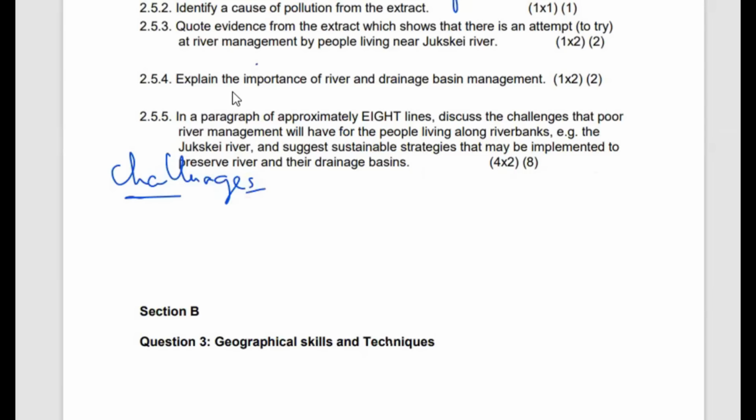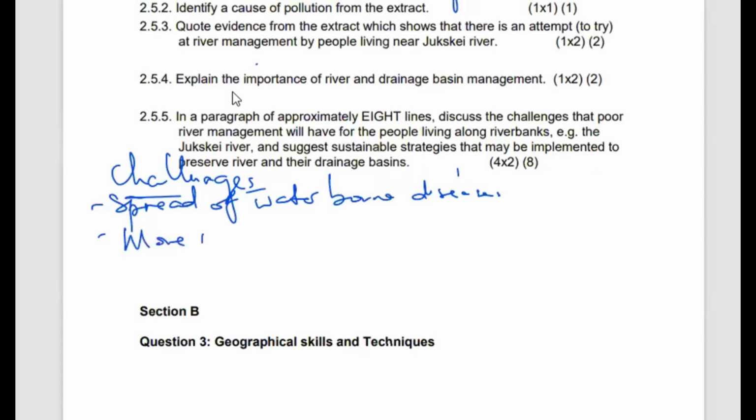Right, the challenges that people face who stay along the rivers, we talk of spread of diseases, spread of waterborne diseases. They are prone to the spread of waterborne diseases because they are staying close to the rivers. And also the other challenge is there's more money needed to purify water. They have that challenge, water becoming expensive because it needs to be purified to remove the pollutants.